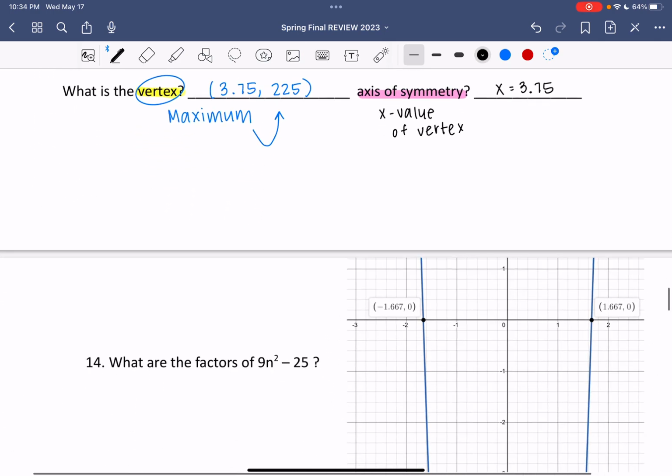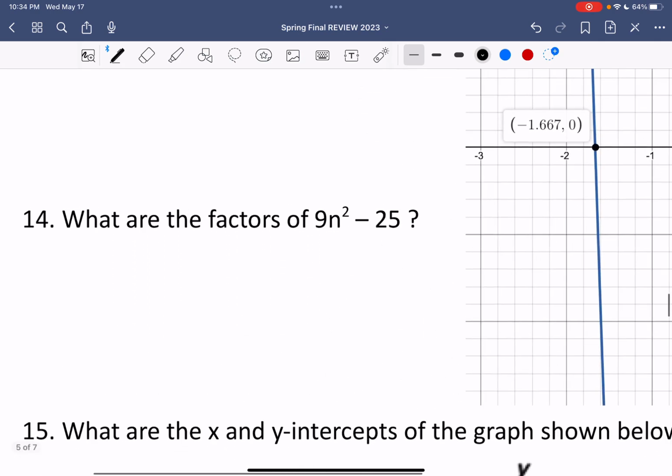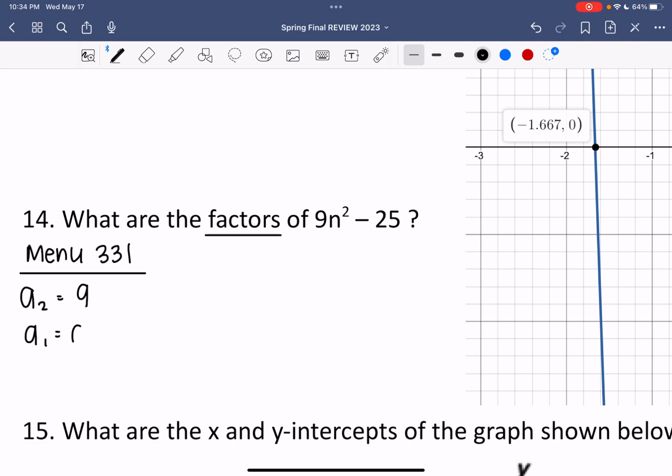All right. Again, what are the factors? So again, you're going to use menu 331. In your first box, you're going to put 9. In your second box, you're going to put a 0. Why? Because there's nothing with the value of n. And then your last box will have a negative 25. When you do that, you get your solutions as negative 5 over 3 and 5 over 3. So these are your solutions.